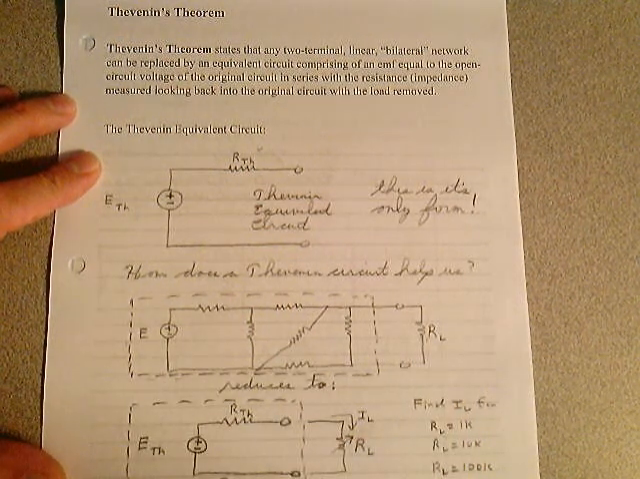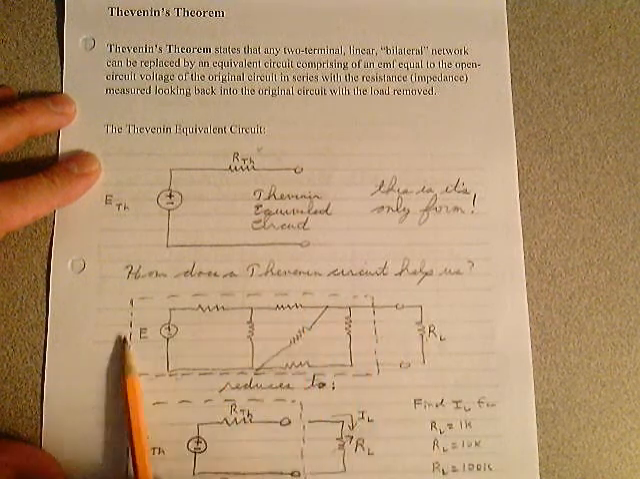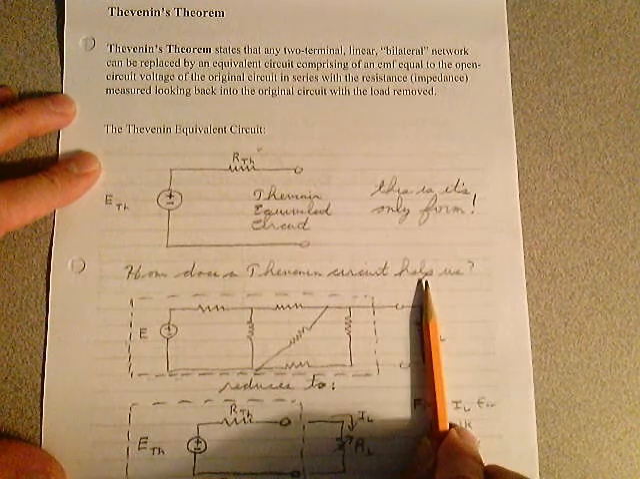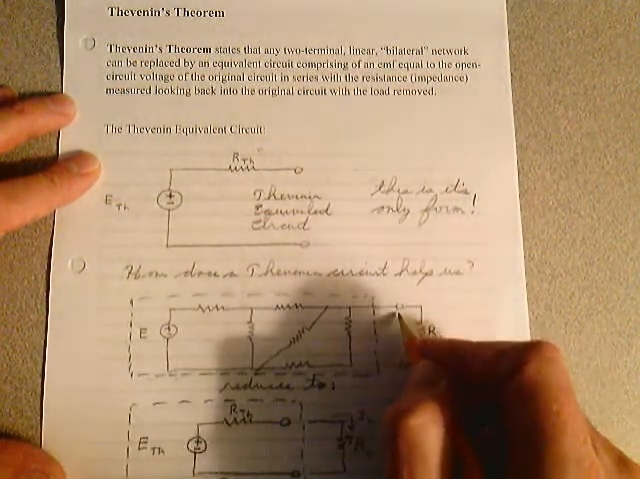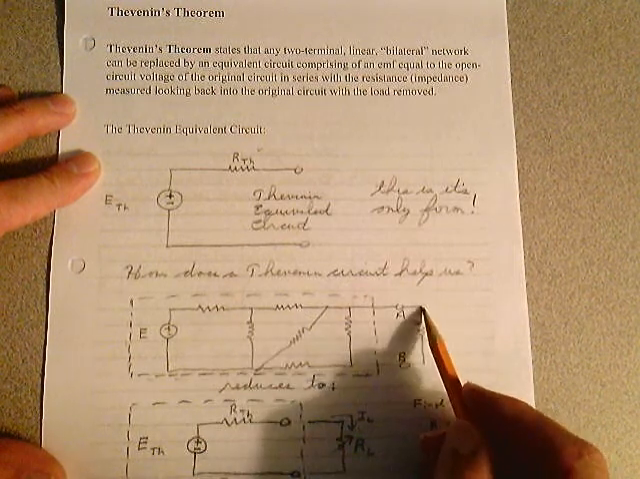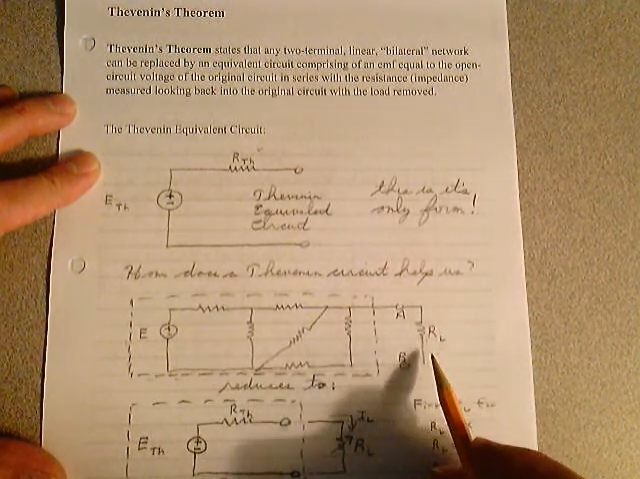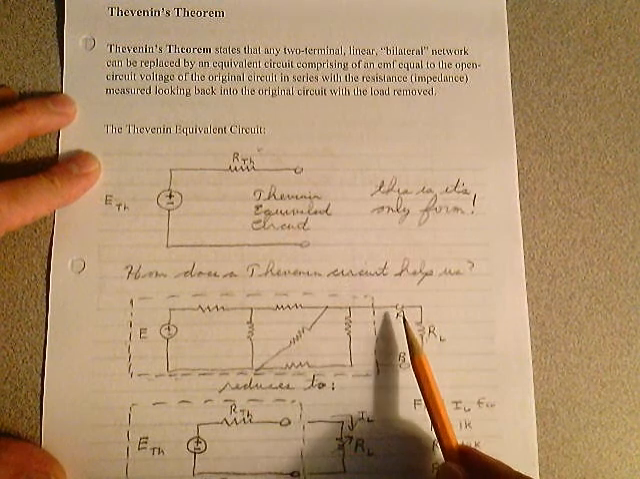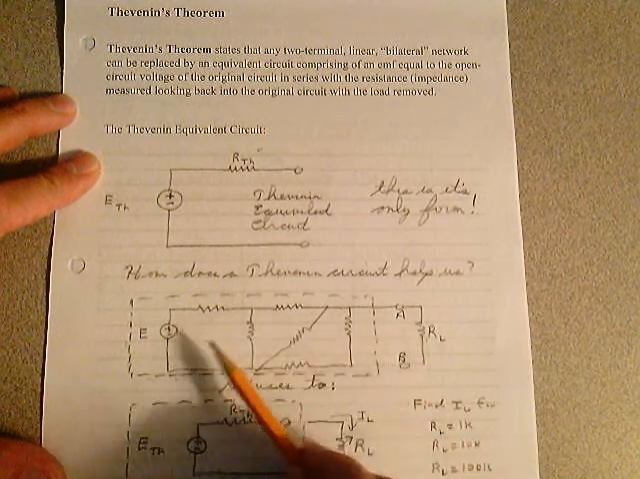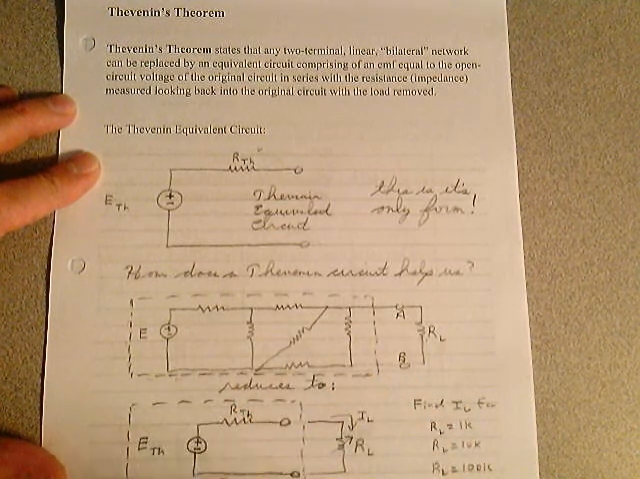So you could take a complicated circuit like this one, take the load resistor, remove it, mark the terminals. We'll mark the terminals A and B where we removed the load resistor or the load components. There might be more than one. And then you measure that open circuit voltage and you look back into the circuit and you get the resistance and you place them here and here.